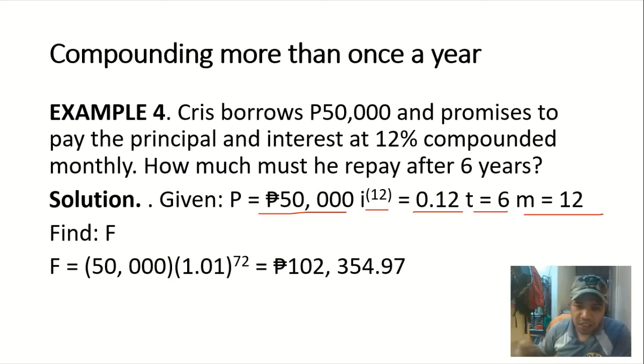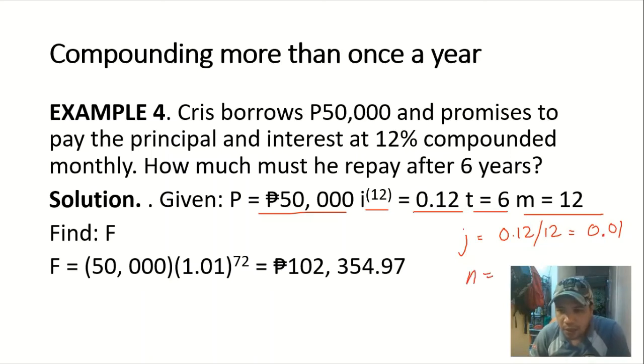So, computing for the J. J is equals to 0.12 divided by 12, that is equals to 0.01. N is equals to 6 times 12, which is equals to 72. So, pag in-apply natin, this is 1 plus 0.01, so 1.01 raised to 72.